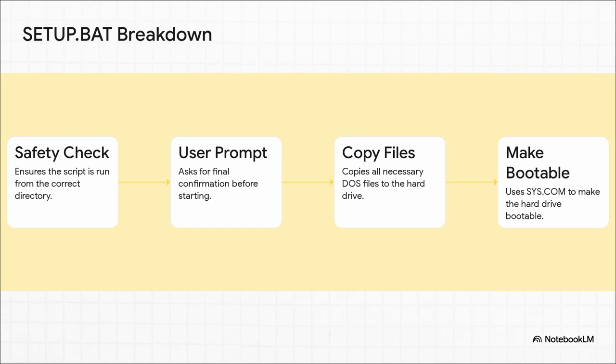First, it does a little safety check to make sure you're running it from the right place. Then it pauses and asks for confirmation, which is a nice little failsafe to have. After that, it copies all our DOS files over to the C drive. And finally, the most important part, it runs the sys command, which magically transfers the core system files and makes that hard drive bootable. Simple, clean, and totally automatic.